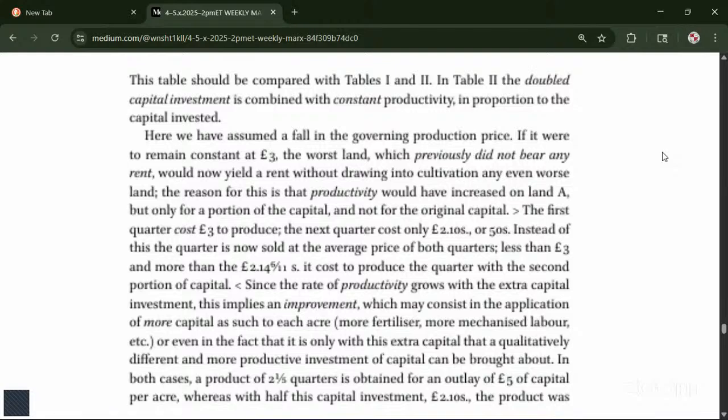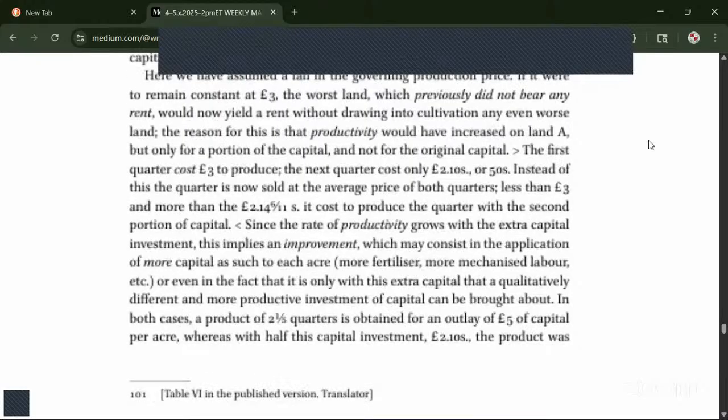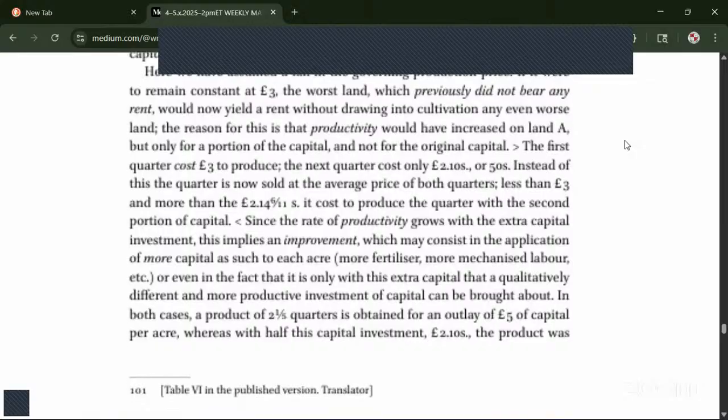Since the rate of productivity grows with the extra capital investment, this implies an improvement, which may consist in the application of more capital as such to each acre, more fertilizer, more mechanized labor, etc., or even in the fact that it is only with this extra capital that a qualitatively different and more productive investment of capital can be brought about. In both cases, a product of 2 1/5 quarters is obtained for an outlay of £5 of capital per acre, whereas with half of this capital investment, £2 10 shillings, the product was only 1 quarter.